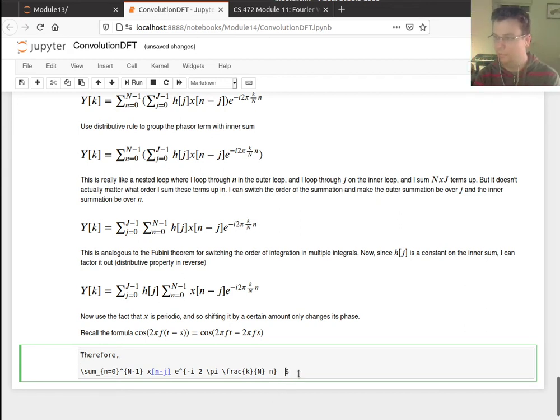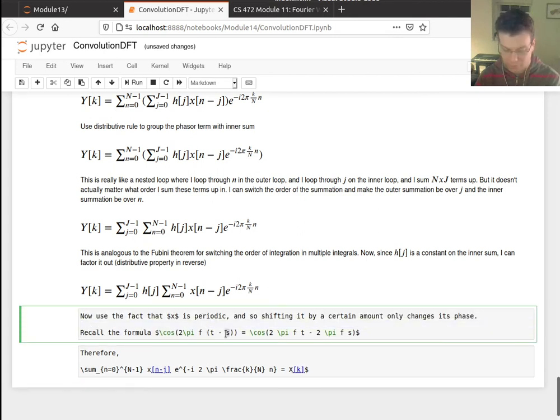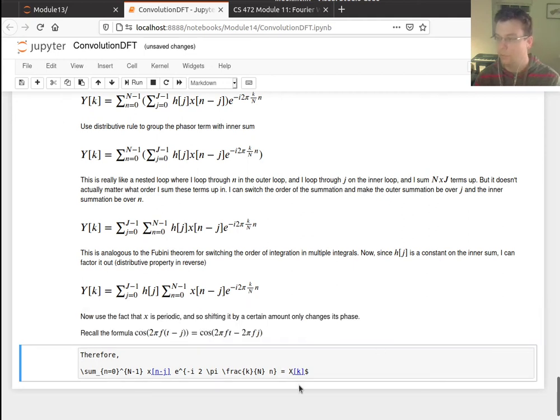This is the Fourier transform of x, but changed by a phase. And the phase would be negative 2 pi times f times j here. Okay, let me actually make this very explicit. So I'm shifting my signal to the right by j. So what I need to do is phase shift by that amount, negative 2 pi f j.